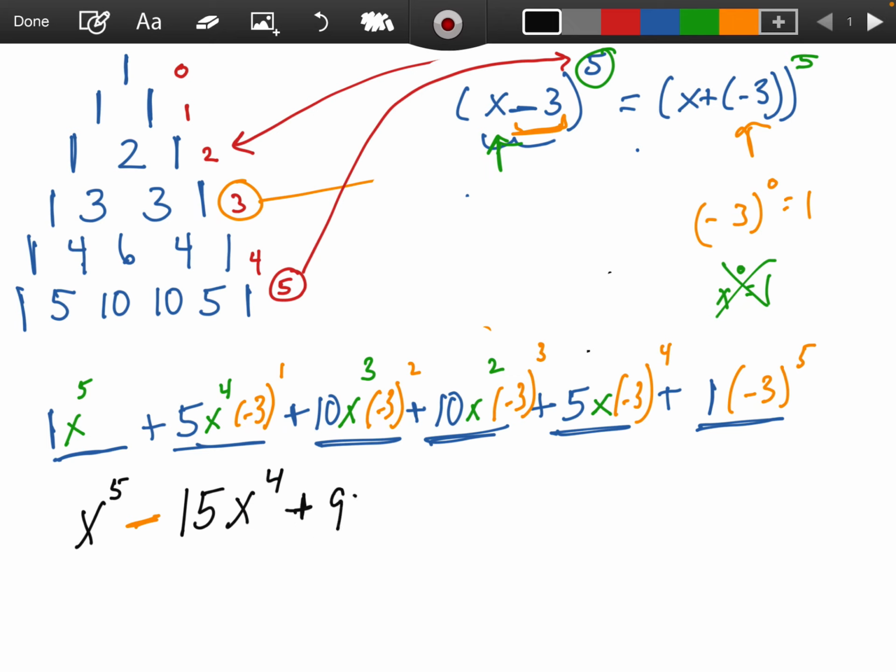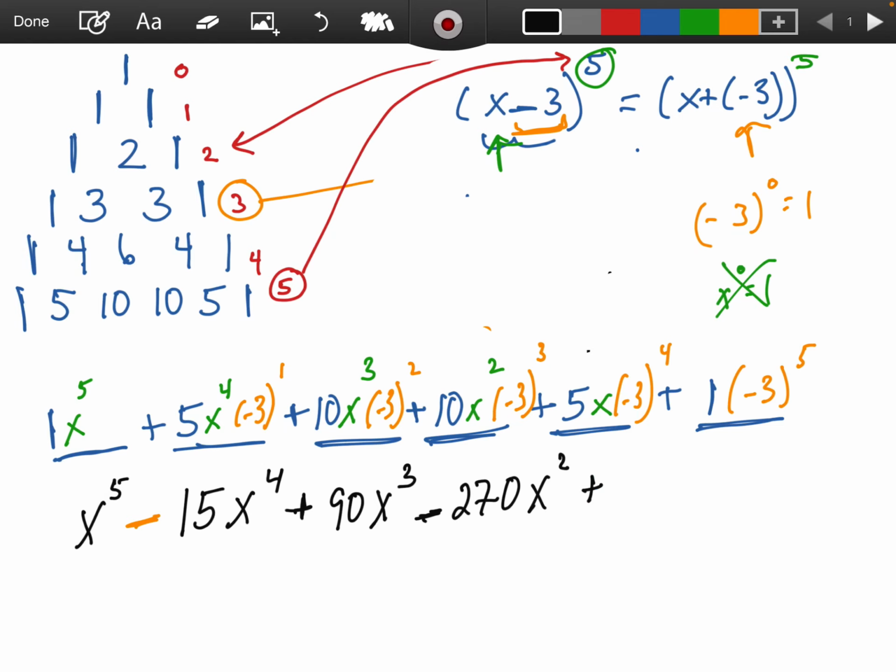9 times 10 is 90, 90x cubed. All right, again, negative 3 to the 3rd power is negative 27. So I'm going to need that. Instead of saying plus a negative, I'm going to leave it negative. 27 times 10 is 270. x squared is still there. I can't multiply it because I don't know what x is. Now it's going to be plus again.